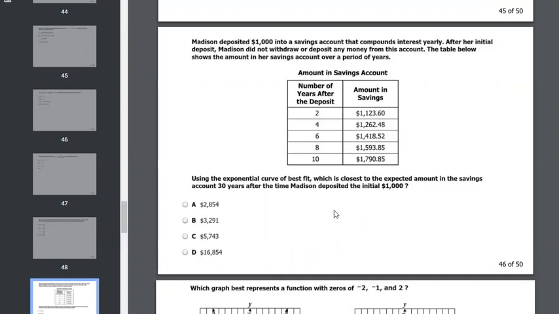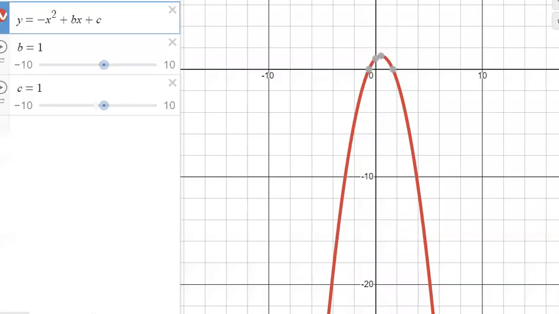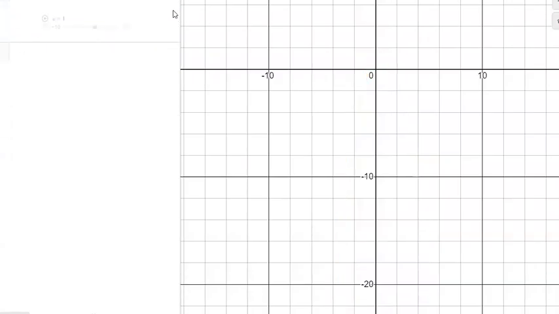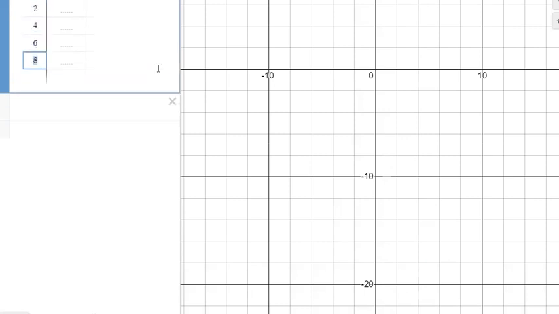And then it asks, using the exponential curve of best fit, what is the closest expected amount 30 years after? So what we're going to do is an exponential regression. I'm going to go to Desmos, get rid of everything, and start a table. I go up here to the plus button and hit table. I'm going to put all the X values on the left side. That's going to be 2, 4, 6, 8, 10.